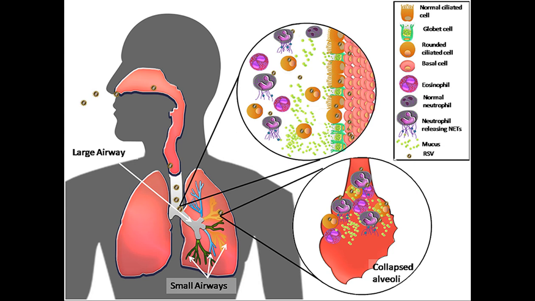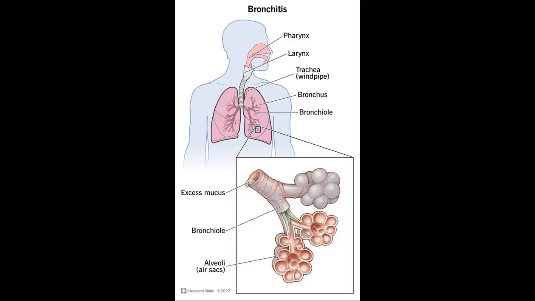Affected lung areas: alveoli versus bronchi. Pneumonia primarily targets the alveoli, the tiny air sacs in the lungs where oxygen and carbon dioxide exchange occurs. The infection can lead to the alveoli filling with pus or fluid, making breathing difficult and reducing oxygen intake. It can be caused by various pathogens, including bacteria, viruses, and fungi.